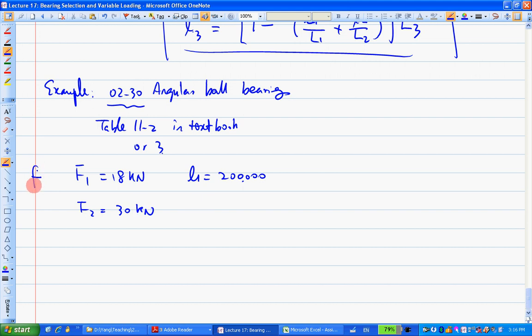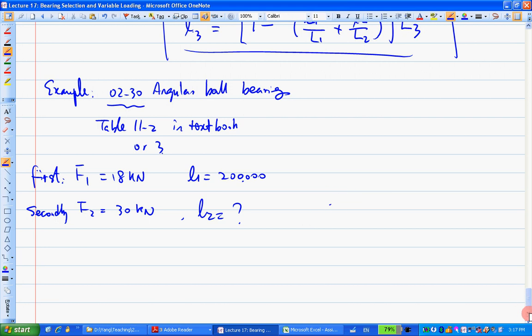So this is the first: you subject the bearing to this much force for that many cycles. Then secondly, subject the bearing to F2 until it fails. Then let's find out the number of cycles L2 until it fails. Basically L1 plus L2 should be 10 to the power of 6. No, that would be too simple, right?